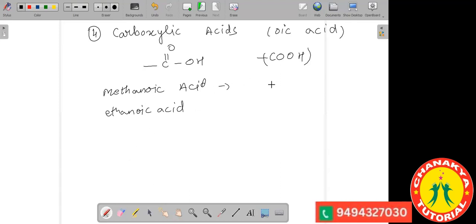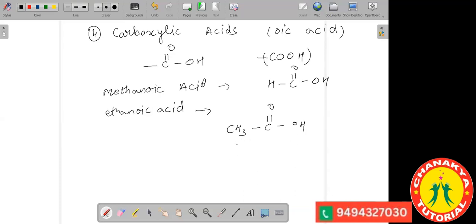Your methanoic acid is H, C, and on this carbon, it should be COOH. So this is your methanoic acid. Can you make ethanoic acid? Draw ethanoic acid. Done, sir. So just check it out from here. It should be CH3, C double bond O, OH.